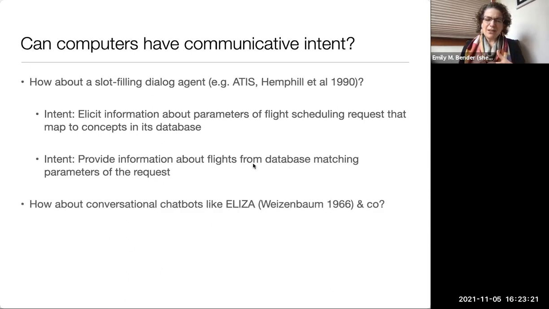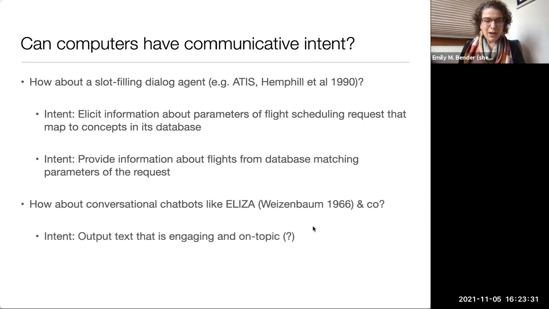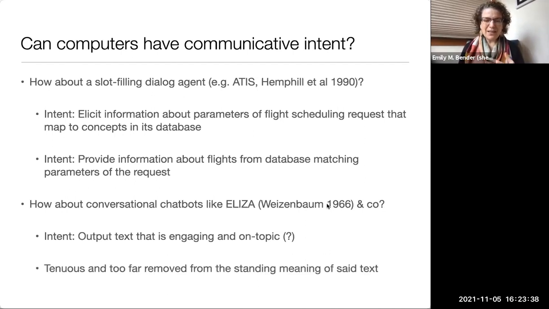What about conversational agents that are chatbots, like the old ELIZA system, or modern day chatbots that are just there to keep the conversation going and be interesting? Arguably, the intent there is to output text that is engaging and on topic. But to me, that seems tenuous and too far removed from the standing meaning of the text to actually be the communicative intent of the text.